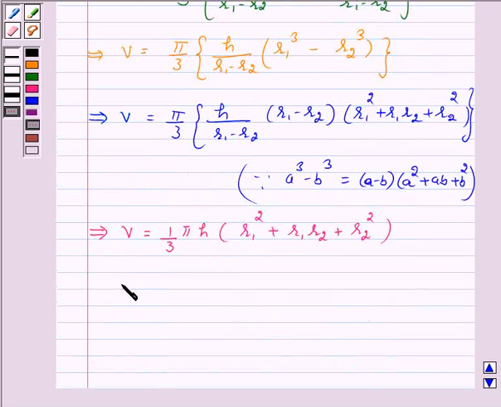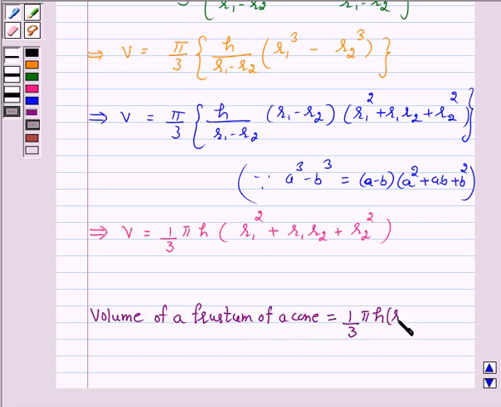Thus we have derived the formula for volume of a frustum of a cone, and this is equal to 1 by 3 pi h into r1 square plus r2 square plus r1 r2.